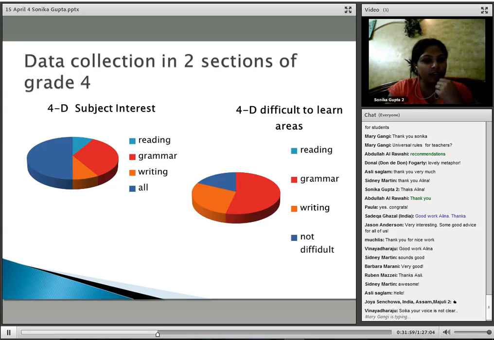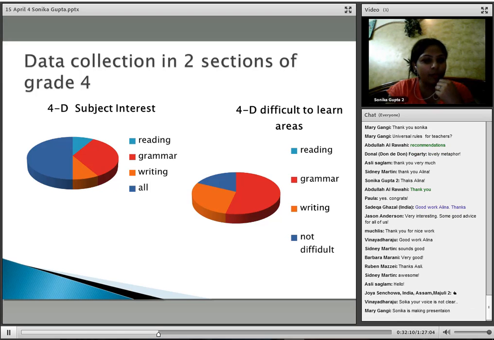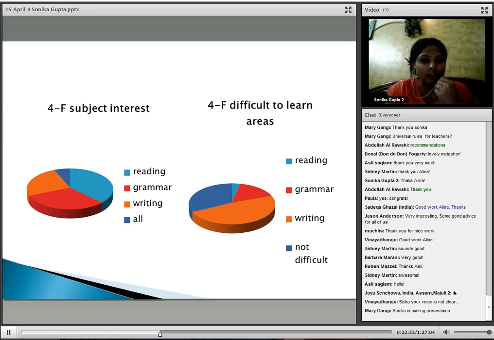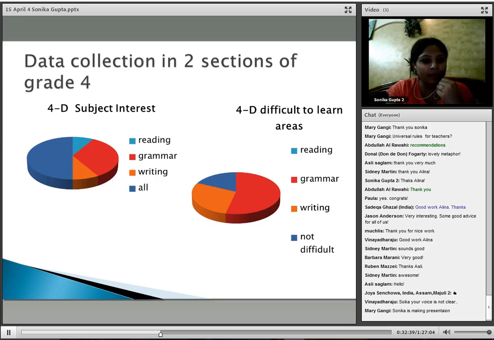Here is data of class 4D. When children were asked to share their opinion about the skills we are doing in the classroom, they shared interest in all of the grammar, writing and reading classes. They really enjoyed that. They were pretty interested in grammar classes. At the same time, if you see the difficult areas to learn, grammar was interesting for them, but also quite difficult to learn. And reading was not at all difficult for them. It was interesting and not at all difficult. Previous slide, please.